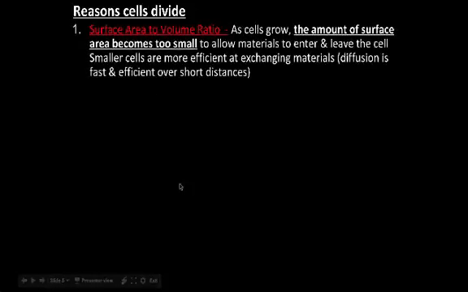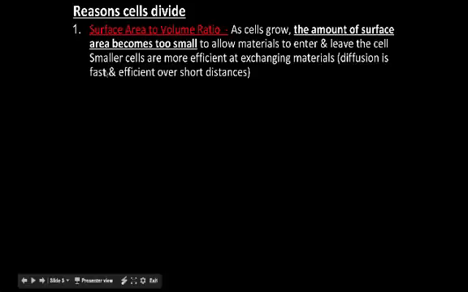Okay, we're going to talk about some reasons why cells divide before we get into this process. Why does all this stuff need to happen? The primary and number one thing that we need to talk about is surface area to volume ratio. Really important is that as a cell grows, the amount of surface area becomes too small to allow materials to enter and leave the cell.